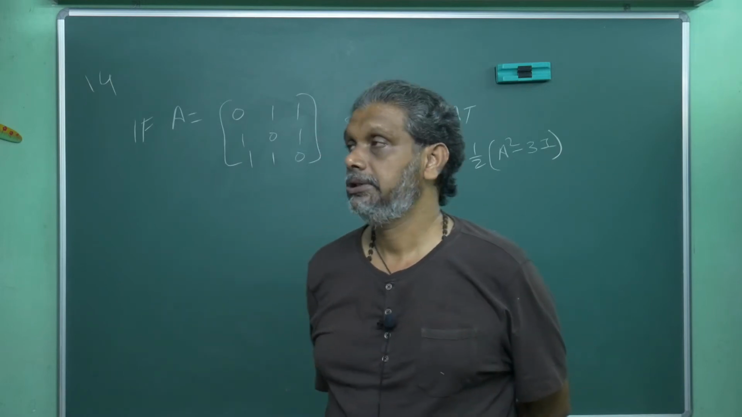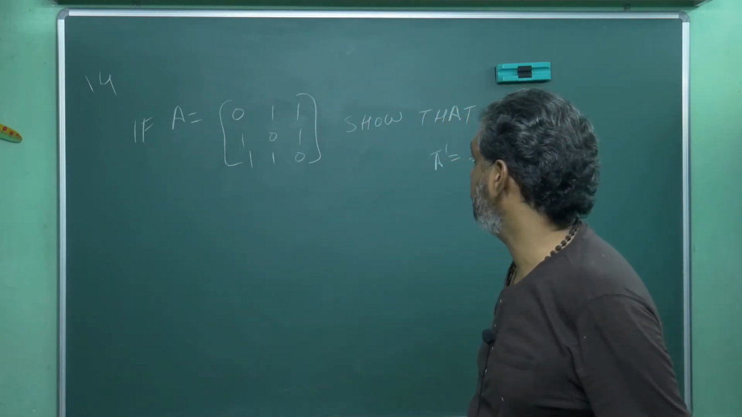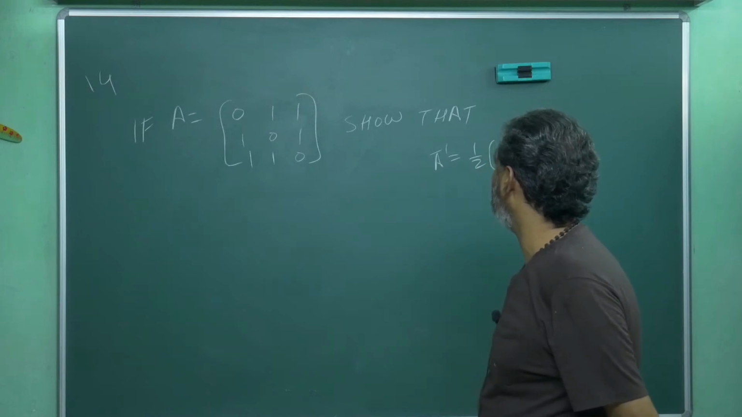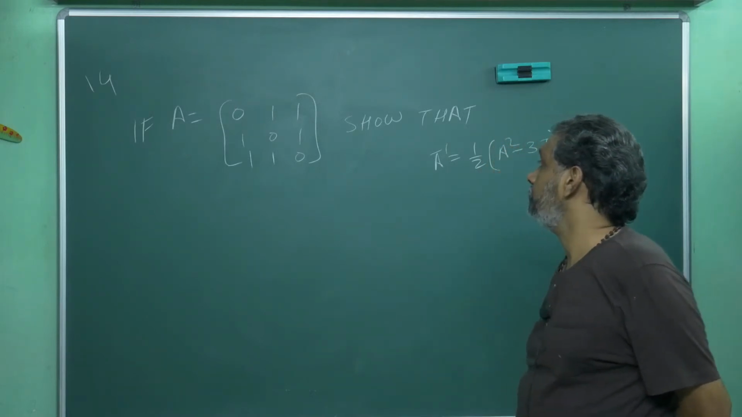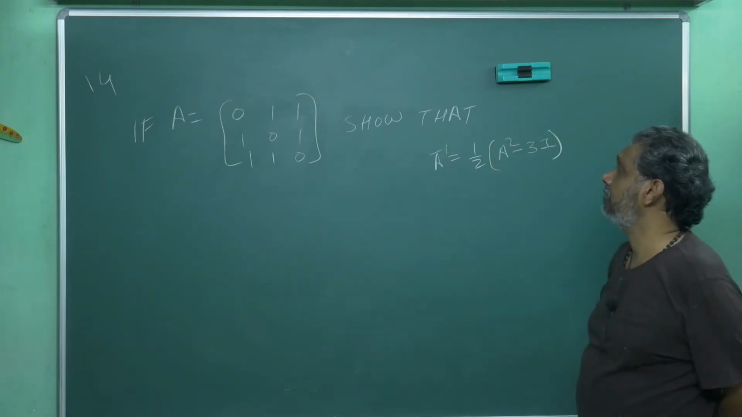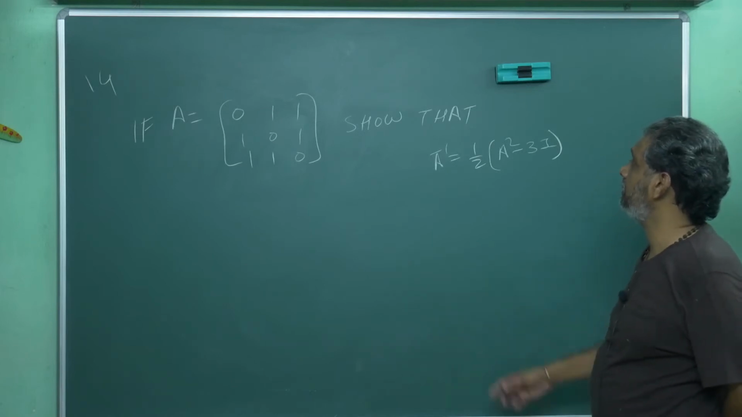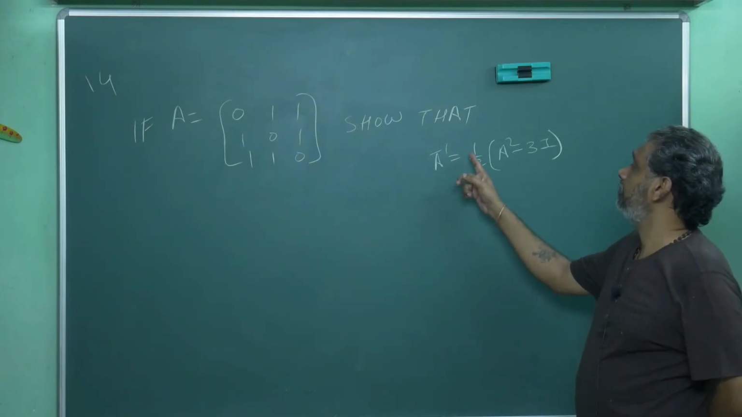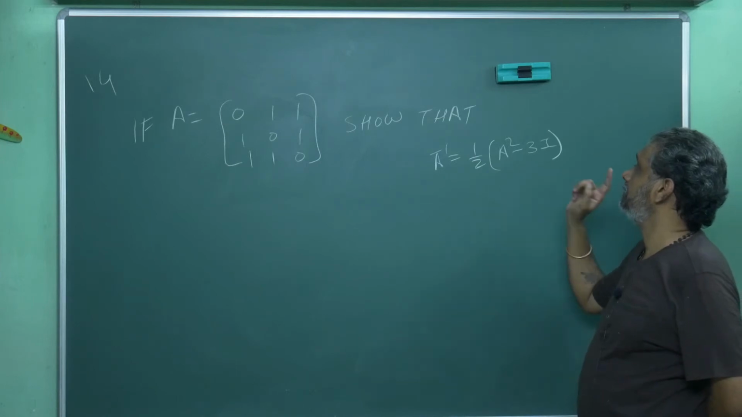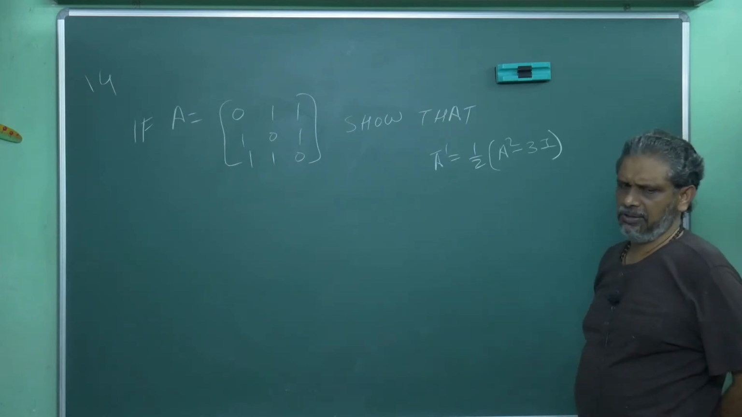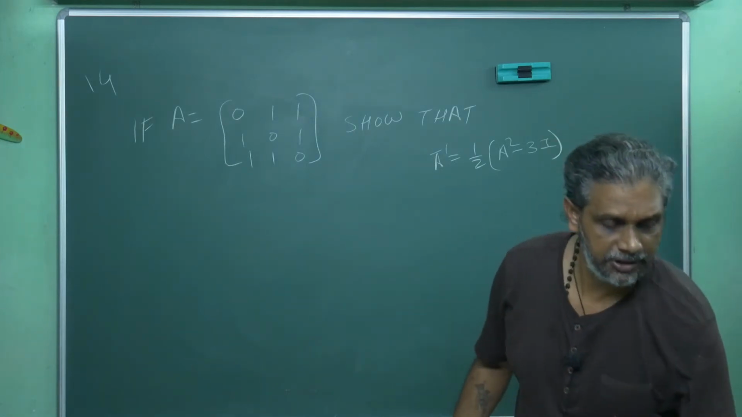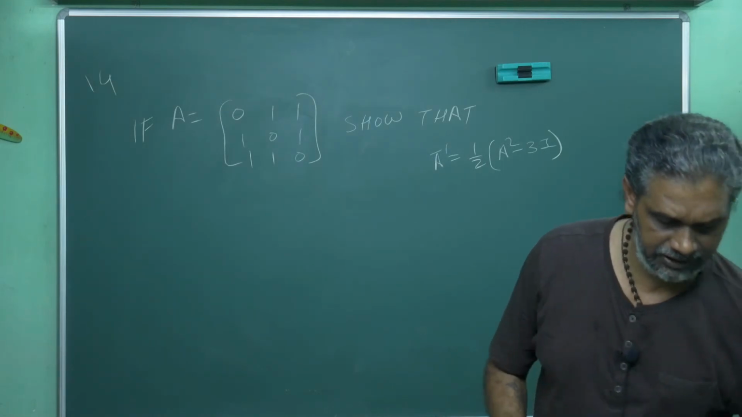See, this problem is the 14th problem in exercise 1.1. It's a very good problem. If A is equal to the matrix 0 1 1, 1 0 1, 1 1 0, show that A inverse is equal to 1 by 2 into (A square minus 3I). I hope we did one similar problem of this type, something like A square minus 3A.